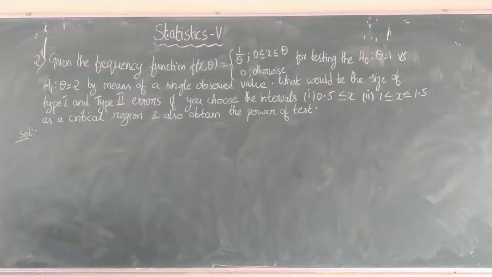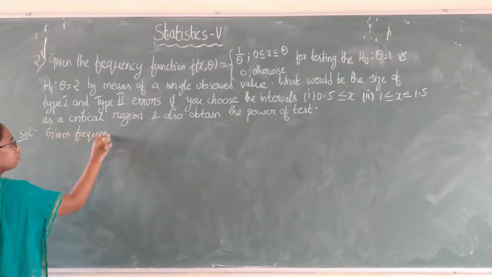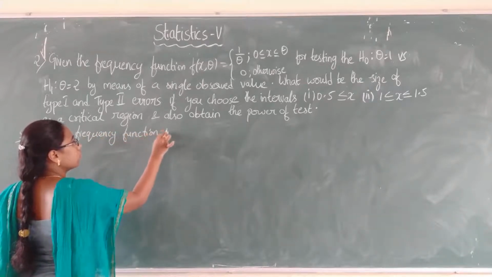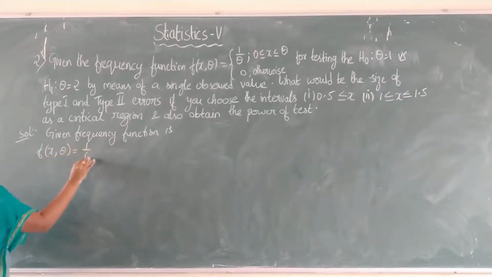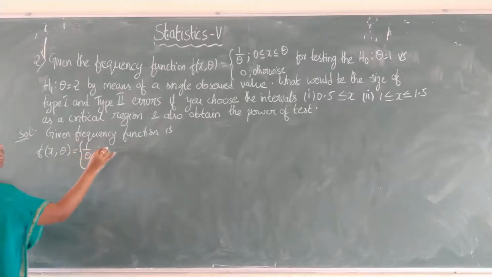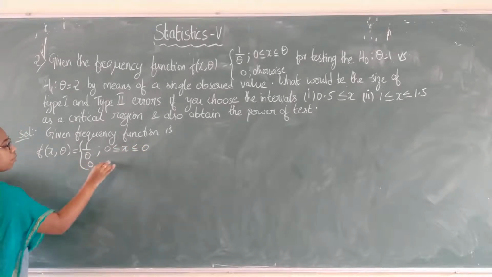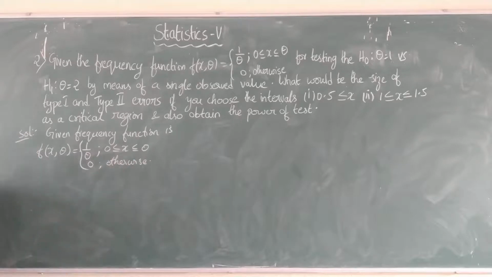Coming to the solution, first write down the given PDF. So what is the given frequency function? F of x comma theta equals 1 by theta if the x value lies between 0 and theta, or 0 otherwise. So this is the PDF.